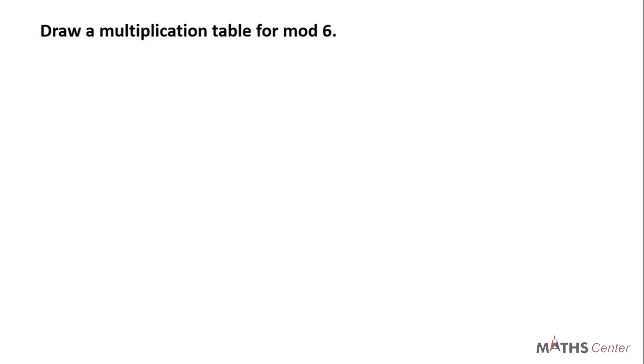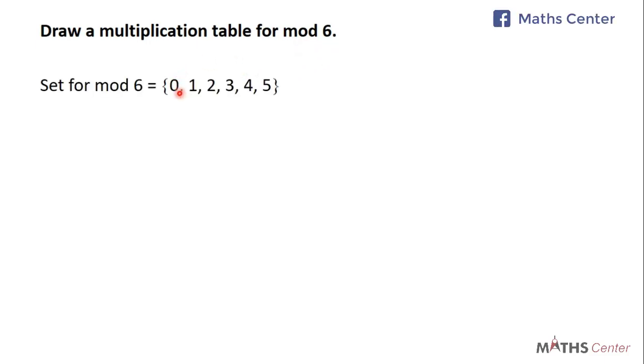We learned in the previous video that when you are asked to draw a table for an operation in a given modulus, the first thing you have to do is to define the set of values in that modulus. Here, we are being asked to draw a multiplication table for mode 6. So the first thing you do is to define the set of values used in mode 6. The set of values used in mode 6 are 0, 1, 2, 3, 4, 5.